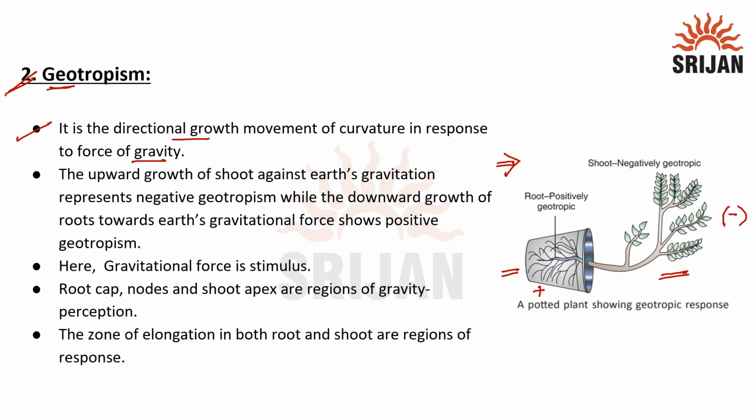So the upward growth of the shoot against the earth's gravitation represents negative geotropism, whereas the downward growth of the roots towards the earth's gravitational force is called positive geotropism. Now we can guess that the stimulus here is the gravitational force, and the gravity perception region is going to be the root cap, nodes, and shoot apex, and the zone of elongation in both root and shoot is the region of response.